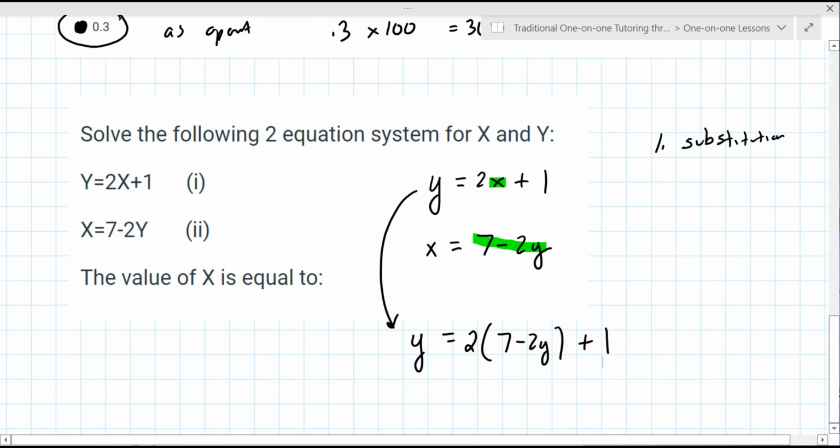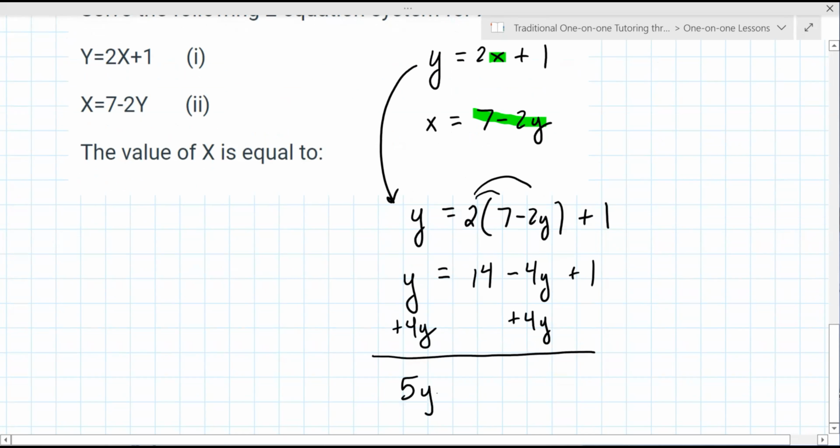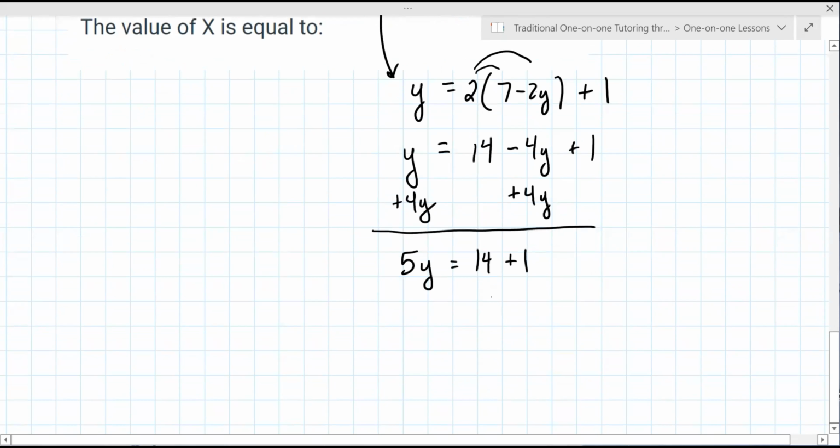All right, so to solve for y here, we're going to distribute this 2 to both terms. 2 times 7 is 14. 2 times negative 2y is minus 4y plus 1. Add 4y to both sides. On the left, you get 5y equals 14 plus 1. Combine like terms. Divide by 5. So y equals 3.